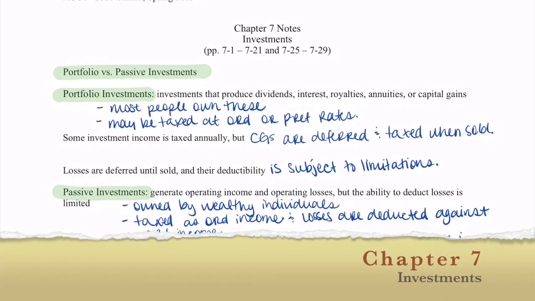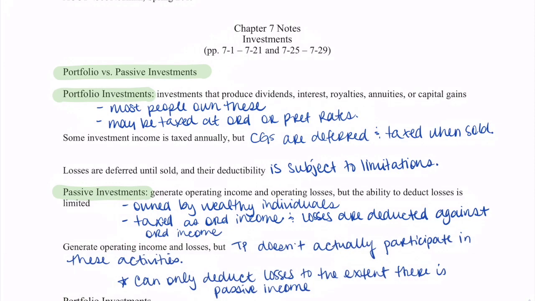We're going to talk about Chapter 7, which is investments. First, we're going to talk about portfolio versus passive investments. So portfolio investments are investments that produce dividend, interest, royalty, annuity, or capital gain income.